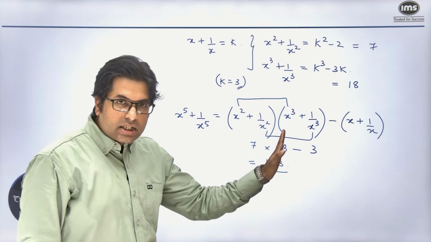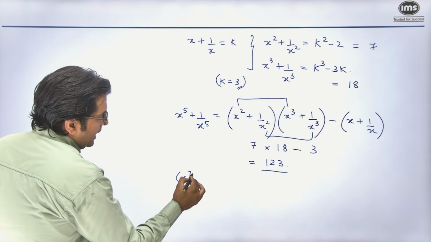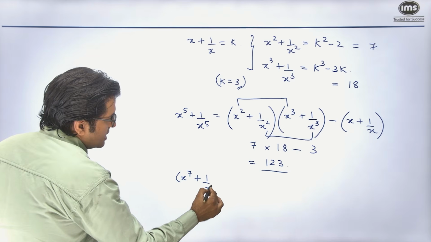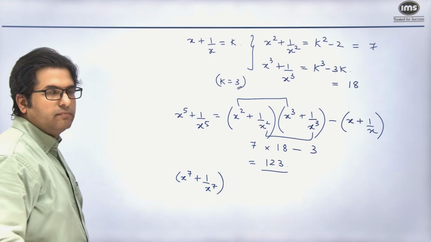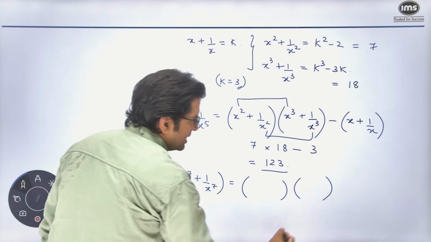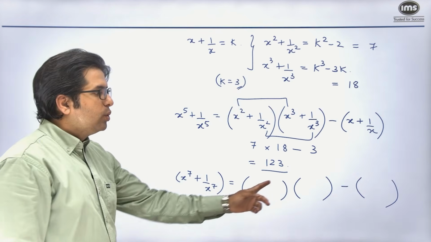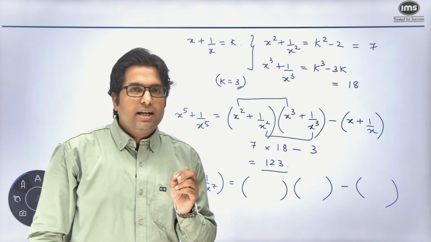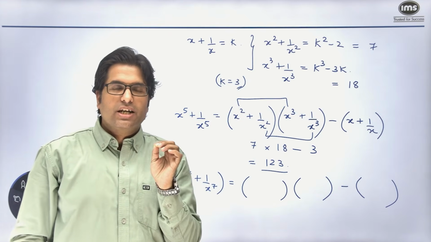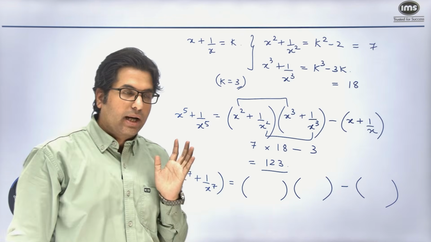Now, if this is clear, my assignment to you would be, can you try and calculate x to the power 7 plus 1 by x to the power 7? Using a similar approach, what are the two values in brackets that you will have and what is it that you will subtract? Once you do this, figure out the answer and share the answer in the comment section. I hope that you get the answer right, and that too very, very quickly.